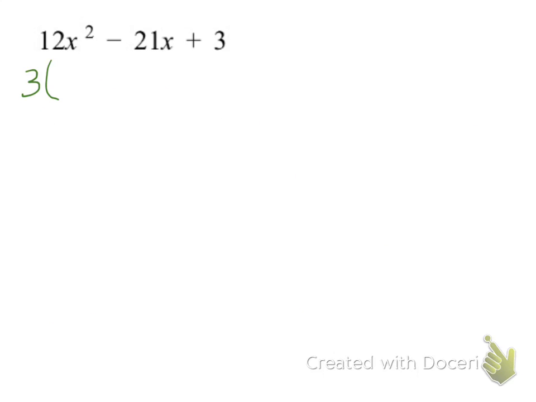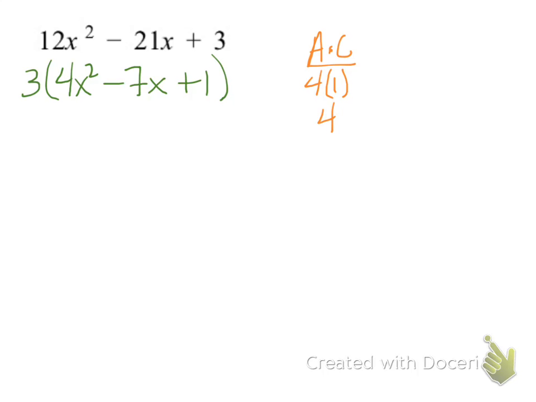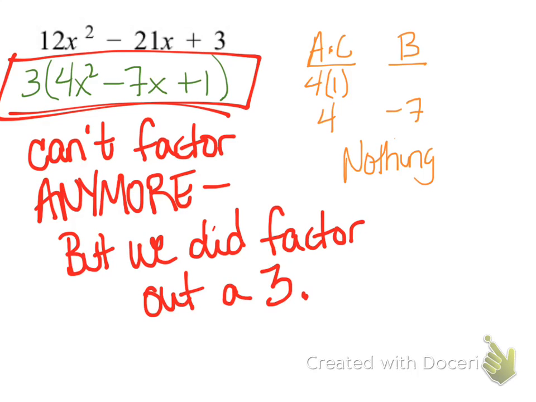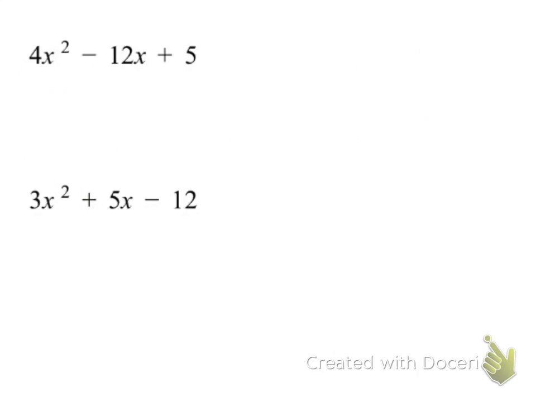So again, a GCF, and that's what would be left. My a times c is 4, and my b is negative 7. Well, there's nothing that I can multiply together to give me 4 that's going to add together to give me a negative 7. So that would be my final answer. It can't factor any more, so don't write that this can't factor, because we did factor out a 3. It just can't factor anything more.